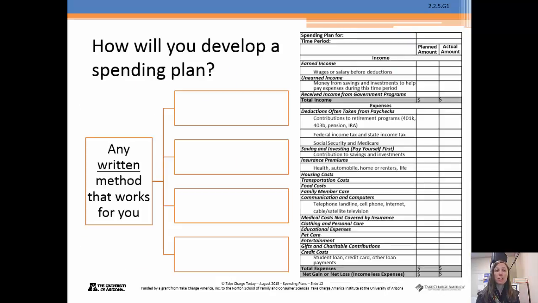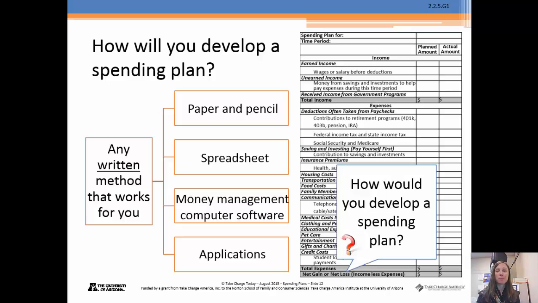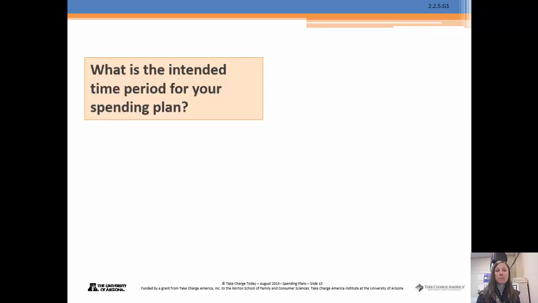So how will you develop it first? Any written method works best, but notice written is underlined. It needs to be paper, pencil, spreadsheet, money management software, apps, anything that's actually written down and not just in your head. So what do you think would be best?